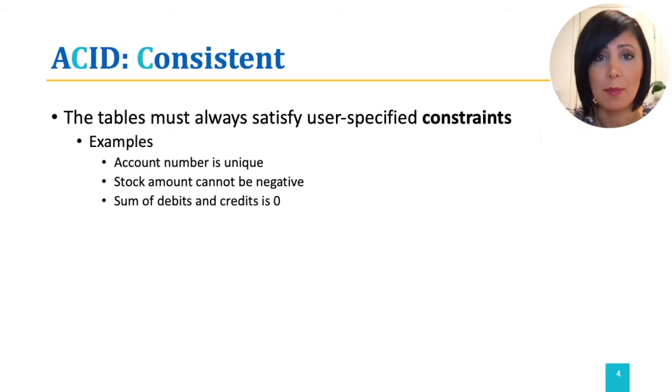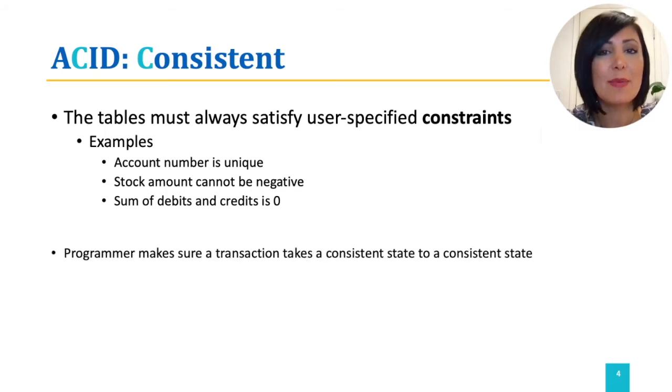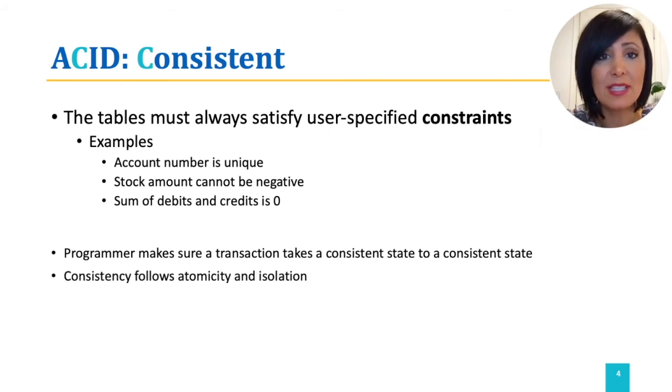Stock amount kept, bought, or sold cannot be negative, and sum of debits and credits of an account should be 0. Database programmers make sure a transaction takes a database from a consistent state to another consistent state. As we will see, with consistency achieved for one transaction through programmer-defined states, a database management system maintains this consistency by ensuring atomicity and isolation.